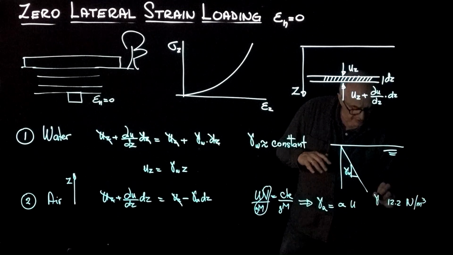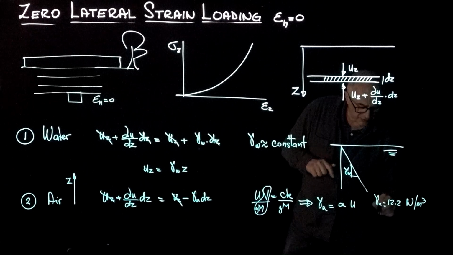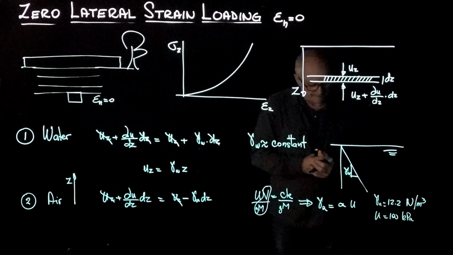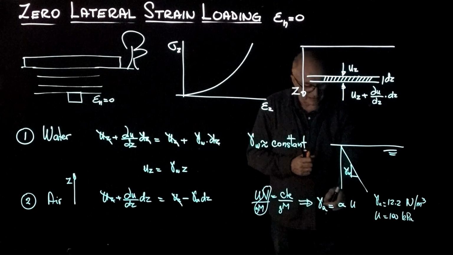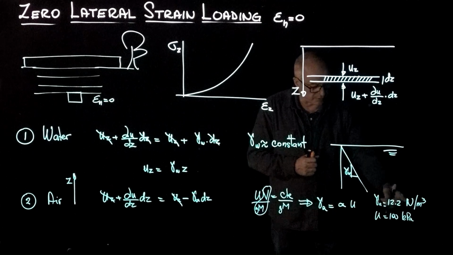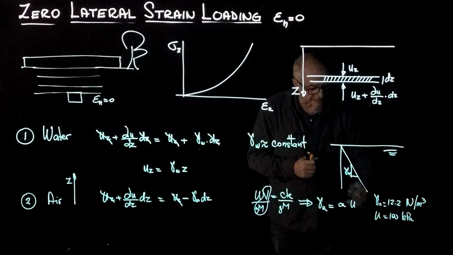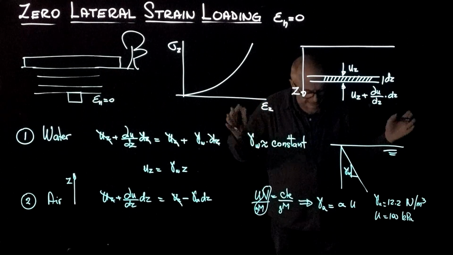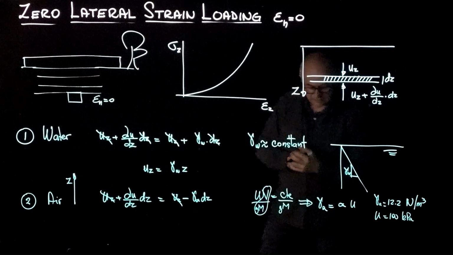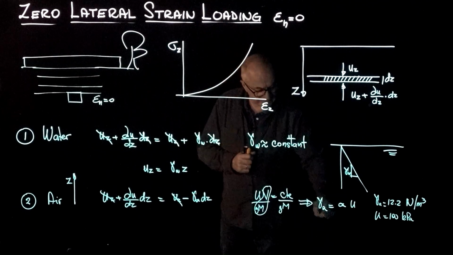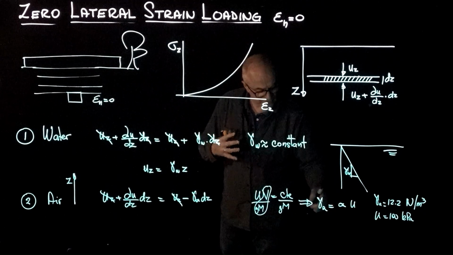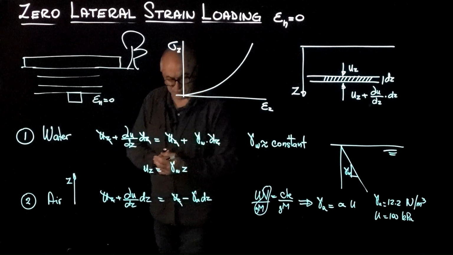This is the unit weight of air at 1 atmosphere, which is at a pressure of 100 kilopascals. Therefore, A is this ratio, which is 12.2 newtons per meter cubed divided by 100 kilopascals, which is 12 over 100 per meter. But the important thing is that this equation now is a linear equation. It's surprising, but unit weight increases quasi-linearly with pressure.